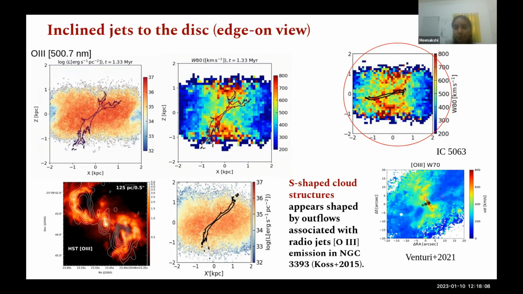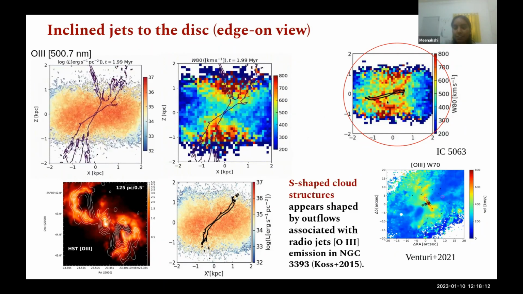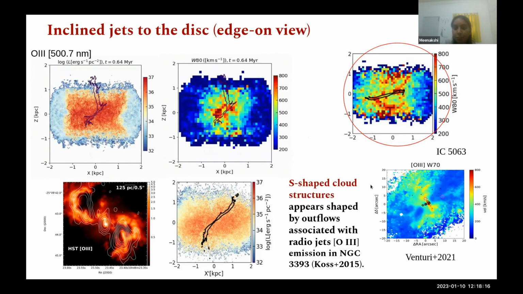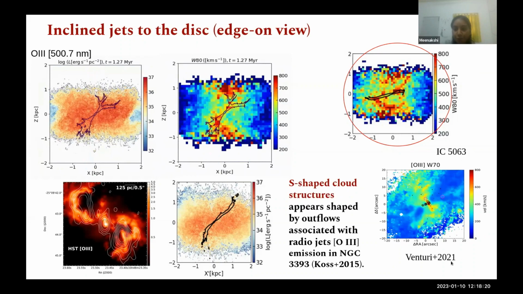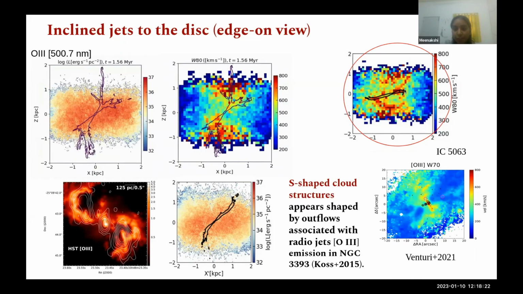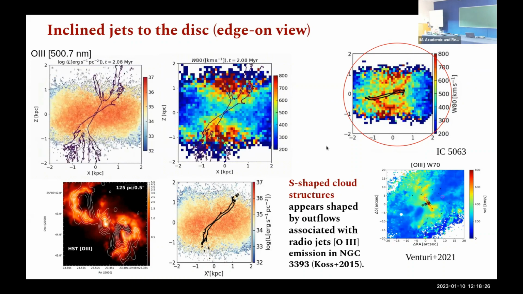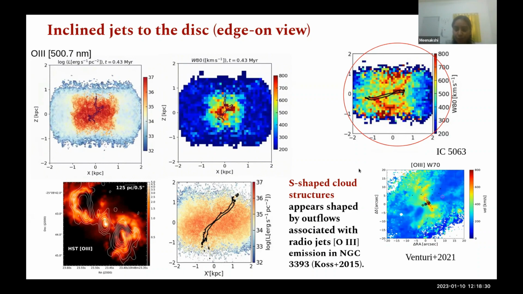And for a case where the jet is very closely inclined to the disk plane, we find that this leads to high dispersion perpendicular to the jet. Such dispersion has also been found in the galaxy IC 5063 by Venturi 2021, where the jet is very close to the disk midplane. So we are viewing the galaxy edge on, which is very similar to this orientation in IC 5063.